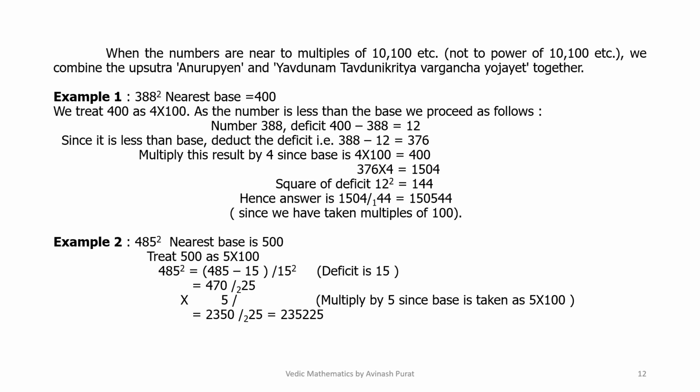Second example, 485. The nearest base is 500. Treat 500 as 5 into 100. 485 square equals 485 minus 15 stroke 15 square, where the deficit is 15. So equal to 470 stroke 225. Multiply 470 by 5, since base is taken as 5 into 100, equal to 2350 stroke 225, that is equal to 235,225.